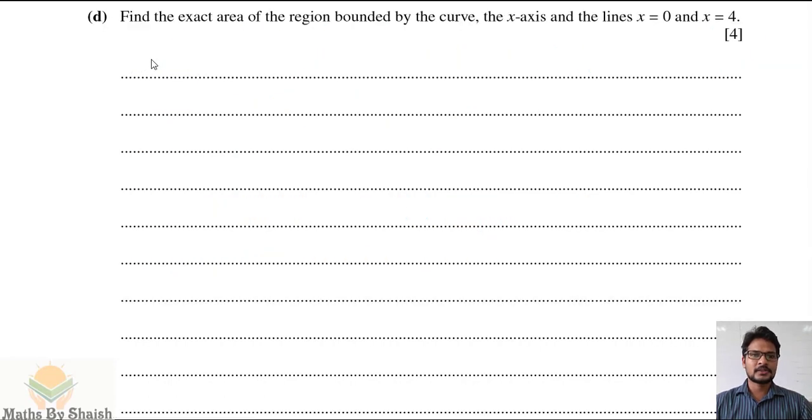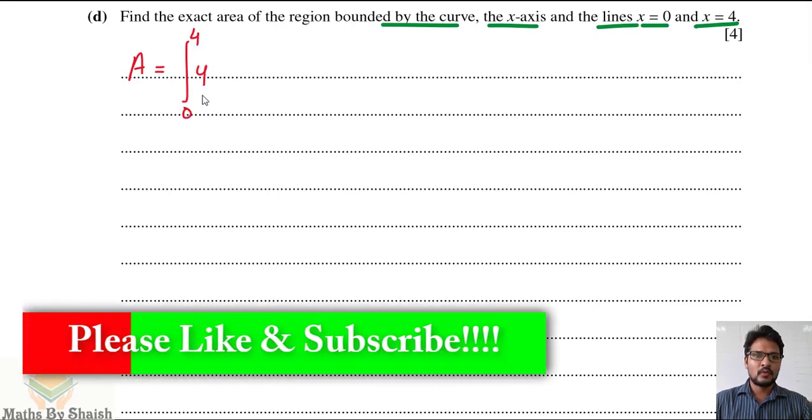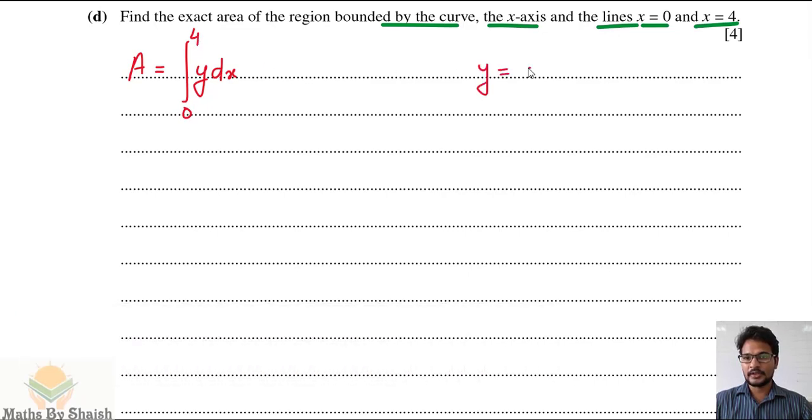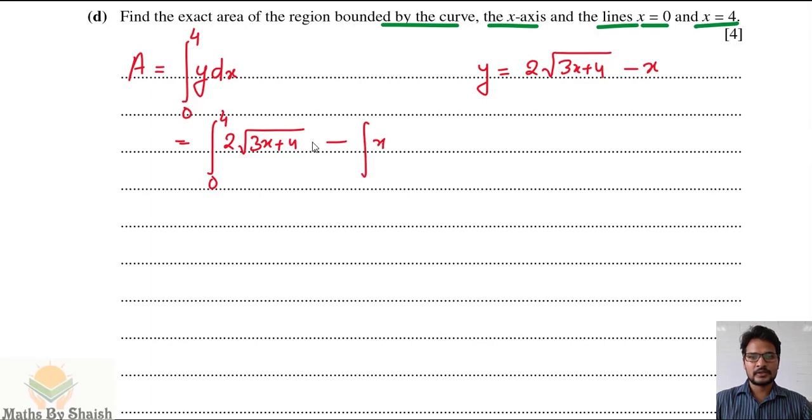And here's the D part, that is the last part of this question paper. The question: find the exact area of the region bounded by the curve, the x-axis, and the lines x equals 0 and x equals 4. So we know it is given by integration, so I will write area A equals the integral from 0 to 4 of y dx. That's the area between x equals 0 and x equals 4. From the previous part we have seen the curve is 2 root (3x plus 4) minus x. So we want to integrate 2 root (3x plus 4) minus x from 0 to 4, and we are going to integrate them separately.